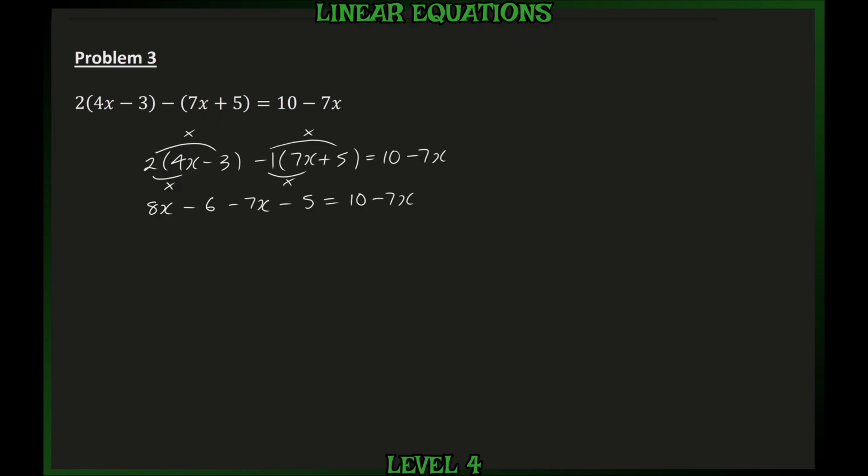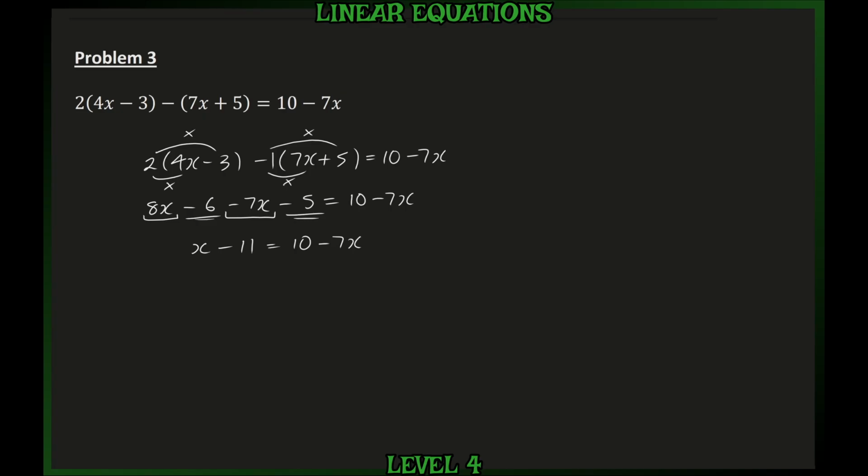Now staying on the left, we can simplify by collecting like terms. So we have 8x minus 7x, which gives us 1x, or just x, and minus 6 minus 5 is minus 11. And on the right, we still have 10 minus 7x.